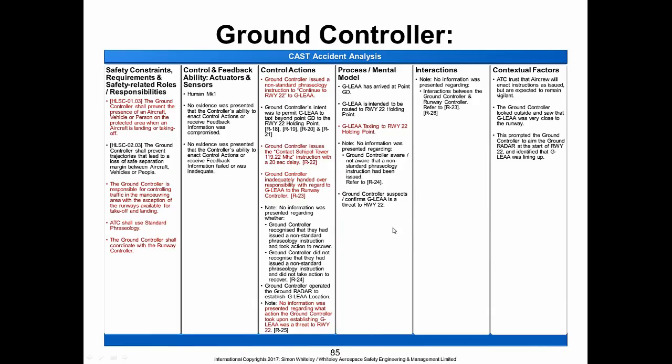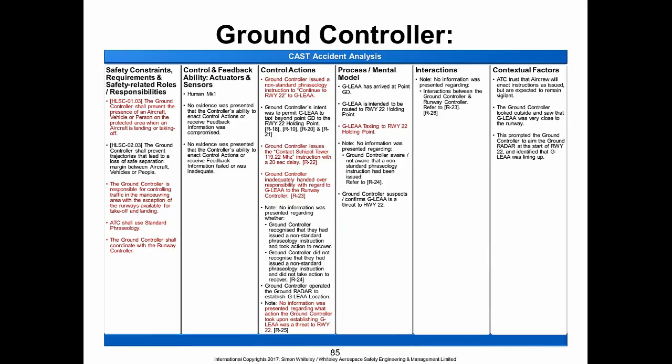So the control actions then. The ground controller issued a non-standard phraseology instruction to continue to runway 22 to GLIA. So that was the first unsafe control action. The ground controller's intent was to permit GLIA to taxi beyond Point Golf Delta to the runway 22 holding point, not to continue onto the runway. The ground controller issued the contact Schiphol Tower instruction with a 20-second delay. Well, that was delayed, so that was a potential unsafe control action. The ground controller inadequately handed over responsibility with regards to GLIA to the runway controller.